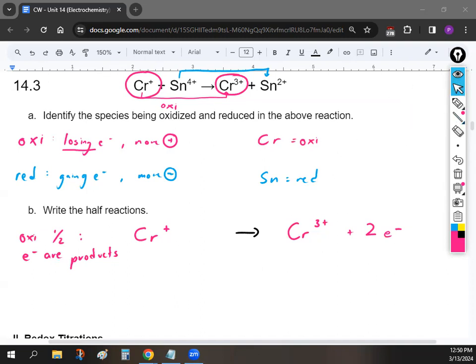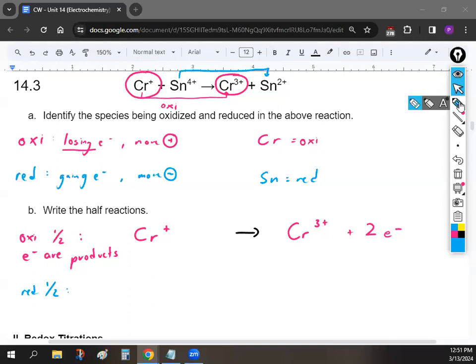All right, so go ahead and try the reduction half reaction. I'll give you guys about 2 minutes to do that. Okay, so it's very similar. You're doing the reduction half reaction, and you just want to make sure you put the electron on the correct side of the arrow. So go ahead and try that out.